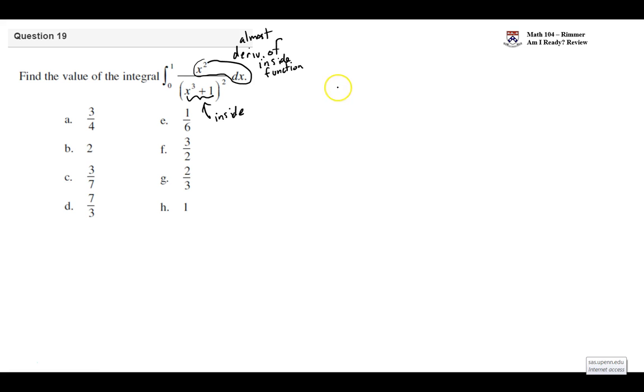This is a composite function. I'm going to let, it's called u-substitution. Let u be that inside function. Its derivative, called du, is 3x squared dx. And so I divide by 3 because I need to replace x squared dx in my substitution, and I can do that by 1/3 times du.